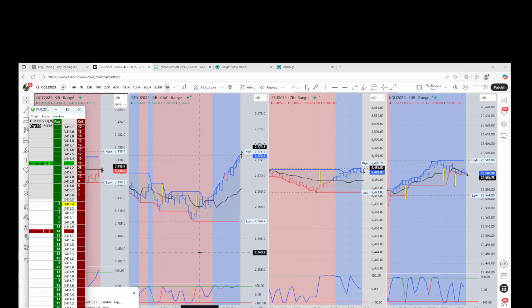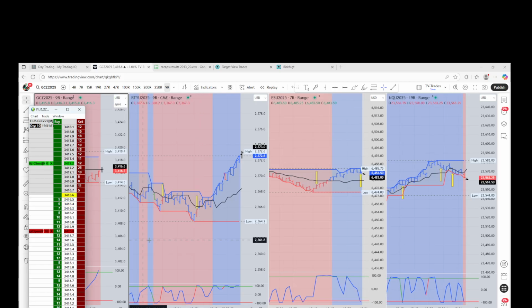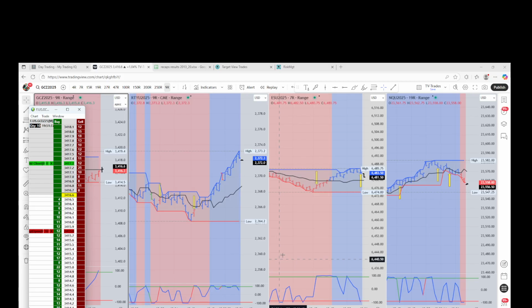So what am I up right now? I'm up 9 on gold, 2 on the Russell, and 24 on the NQ. That's where we stand on this session. We're about to get a trade here on the ES. We just changed colors over here on the NQ.